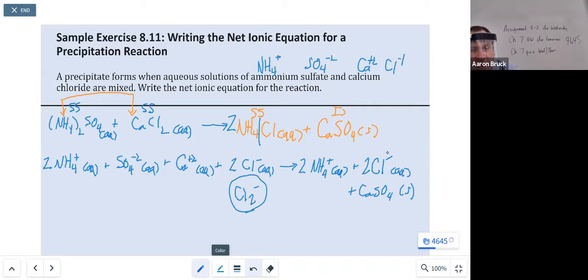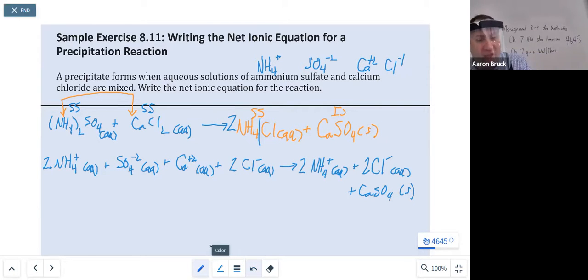This is not the same as this. If they are not identical to each other, they can't cancel out because they're technically different, both in terms of their chemical state and in terms of their charge state. So we need to be careful about that. And this is where the majority of mistakes get made in doing these balanced chemical equations from an ionic standpoint.